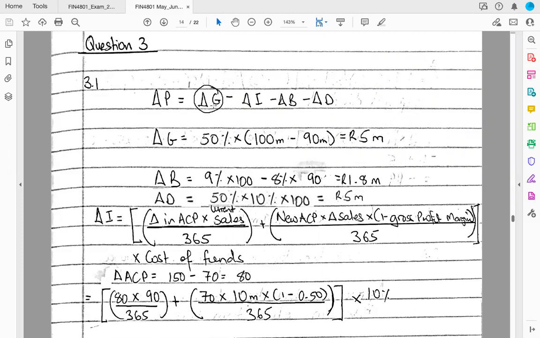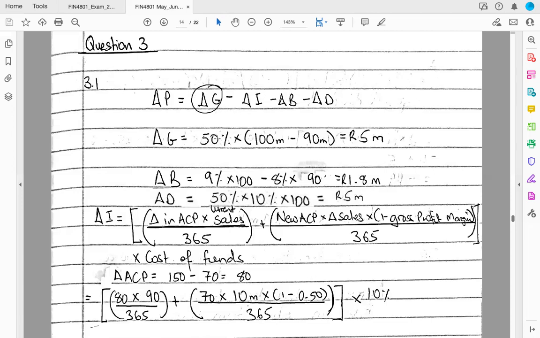We take the change in gross profit, whether it's positive or negative, plus or minus the change in investment in trade receivables, plus or minus the change in bad debts, plus or minus the change in discount. So the signs on these changes depend on whether the change in gross profit has led to an increase in our gross profit or not, and so forth. So I'm going to explain how we decide whether each of these signs is positive or negative.